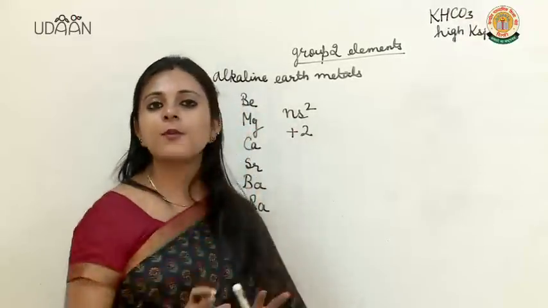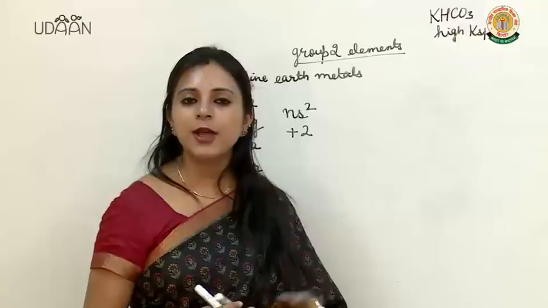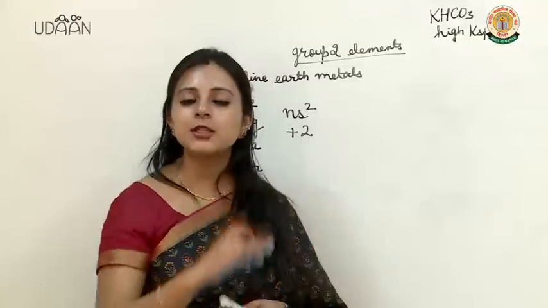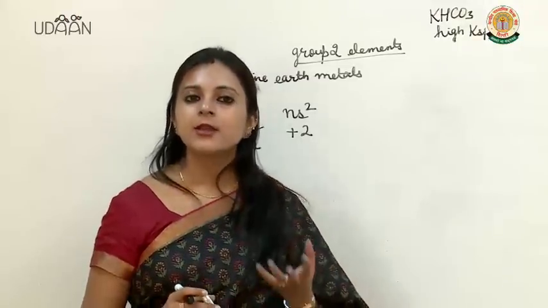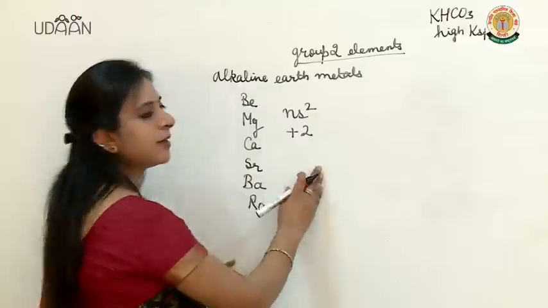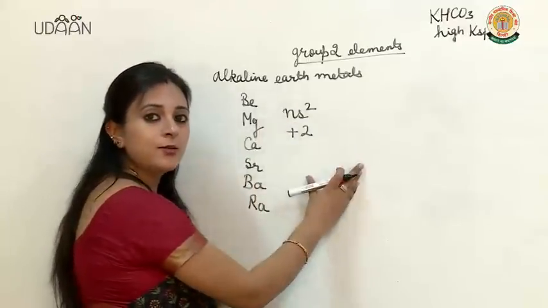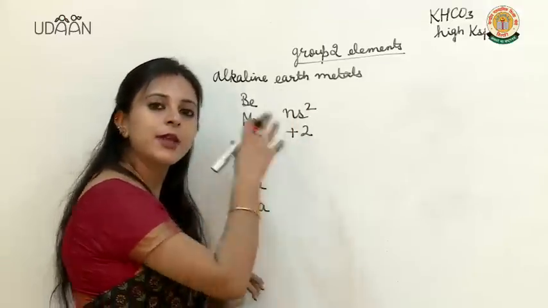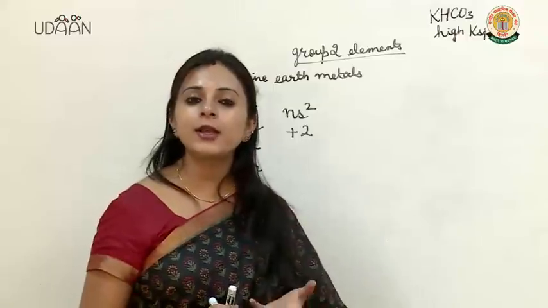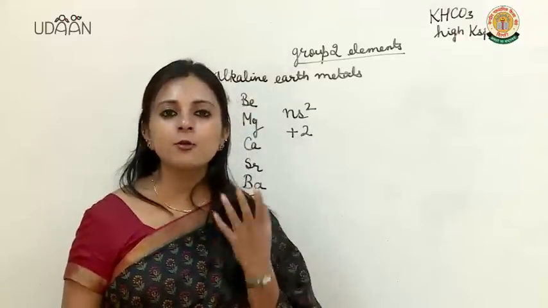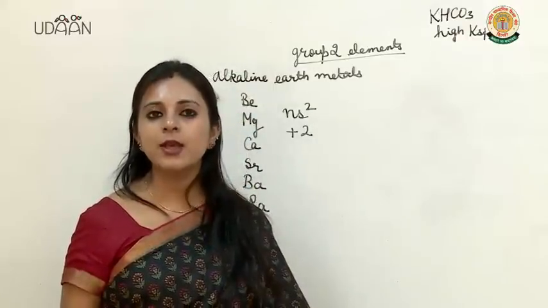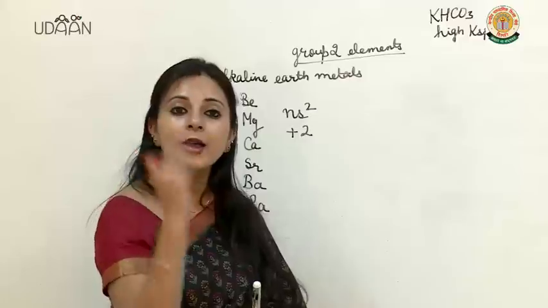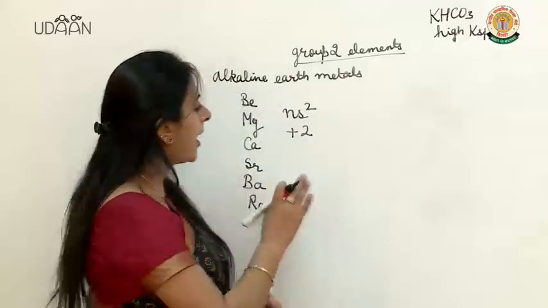Now if I have to compare the atomic radius of alkali metals and alkaline earth metals, as we move from left to right, the effective nuclear charge increases, therefore atomic radius decreases. That means alkaline earth metals are smaller than alkali metals. And when I say that they are smaller than alkali metals, what do I conclude about the ionization enthalpy? Ionization enthalpy of alkaline earth metals is higher as compared to alkali metals.